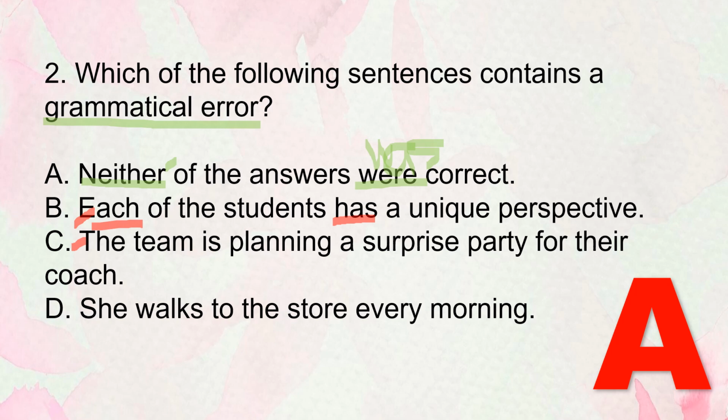And for letter C, this sentence is grammatically correct because the team can take is because it is treated as a singular entity. Again, the team is singular. And for letter D, it's grammatically correct because she, as the subject, aligns with the verb walks. That's why letter A is the best answer.